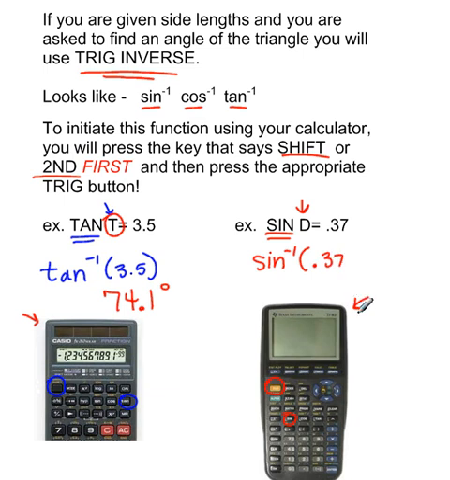You can close the parentheses if you want to, but you do not have to. Let's go ahead and close them. And then hit enter or equals. And your calculator will tell you that the degree of this is 21.7 degrees.